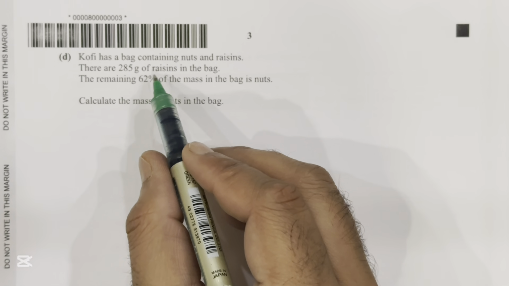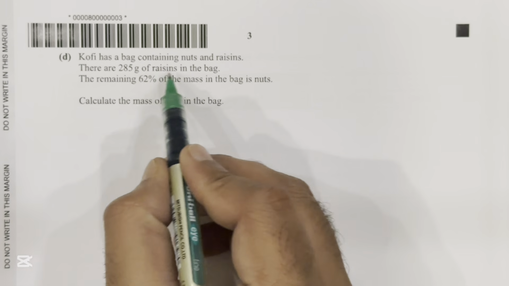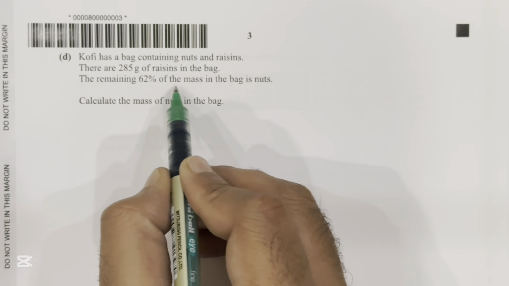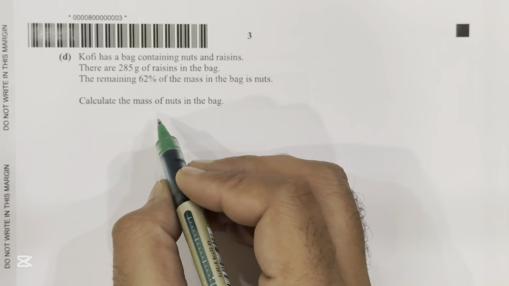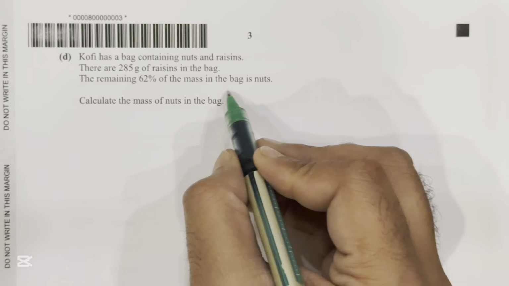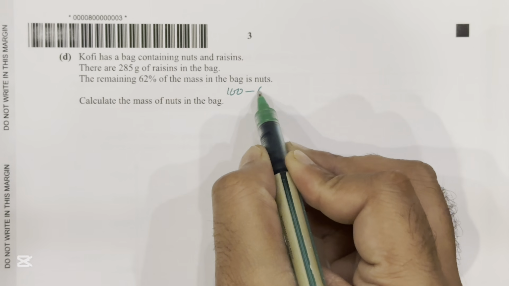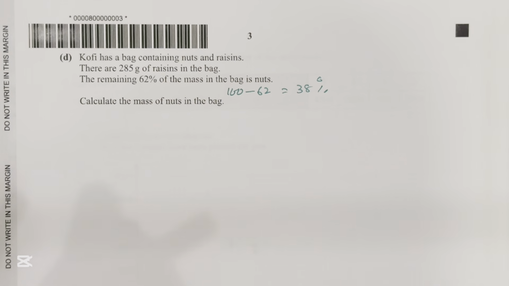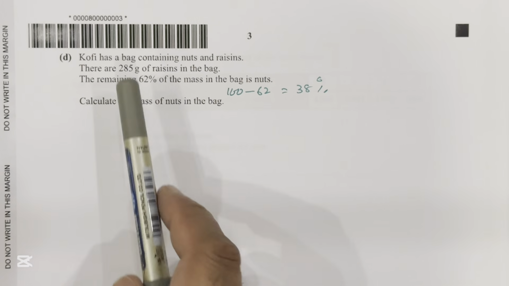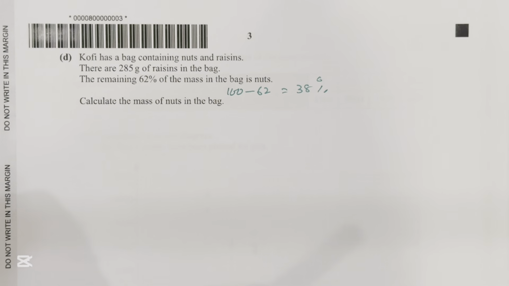Okay, so 285 g of raisins is in the bag. The remaining 62% of the mass of the bag is nuts. So it means first we have to check 100 minus 62, that is equal to 38%. What is this showing? This is showing the mass of the raisins, that is represented by 38%. So you can simplify it.